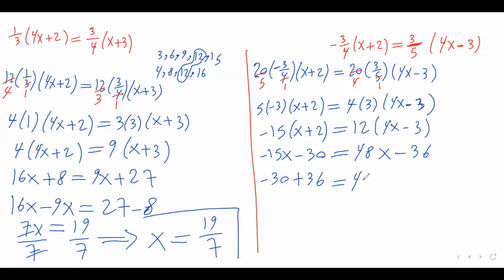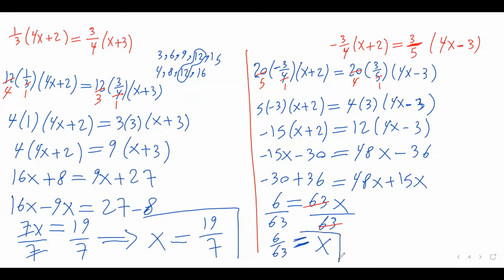On the right side, I have 48x. If I move this negative 15x to the right side, it becomes positive 15x. So negative 30 plus 36, that's just 6 on the left side, equals 48x plus 15x. That is 63x. Now we have to divide both sides by 63. So the 63 and 63 cancel each other out. So on the right side, I have x, and on the left side, I have 6 over 63. This is our answer.